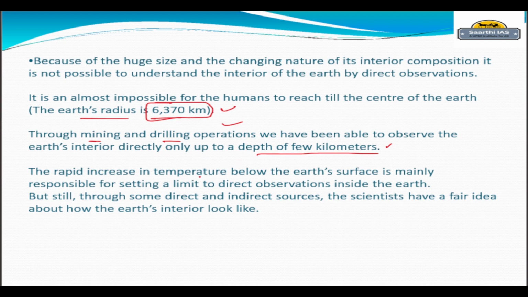The rapid increase in temperature below the Earth's surface is mainly responsible for setting a limit to direct observations inside the Earth. But still, through some direct and indirect sources, scientists have a fair idea about the Earth's interior, how it looks. Scientists working on it, with the help of the direct and indirect sources that we are getting, have a fair idea about the interior of the Earth.